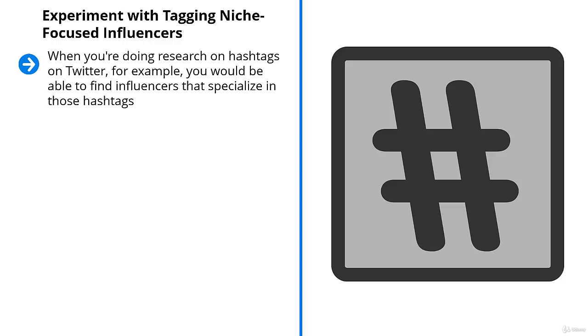When you're doing research on hashtags on Twitter, for example, you would be able to find influencers that specialize in those hashtags. These people just love to post content related to certain topics. They use a narrow range of hashtags every time they post. It seems that's all they focus on. Find these people. Look at their content.